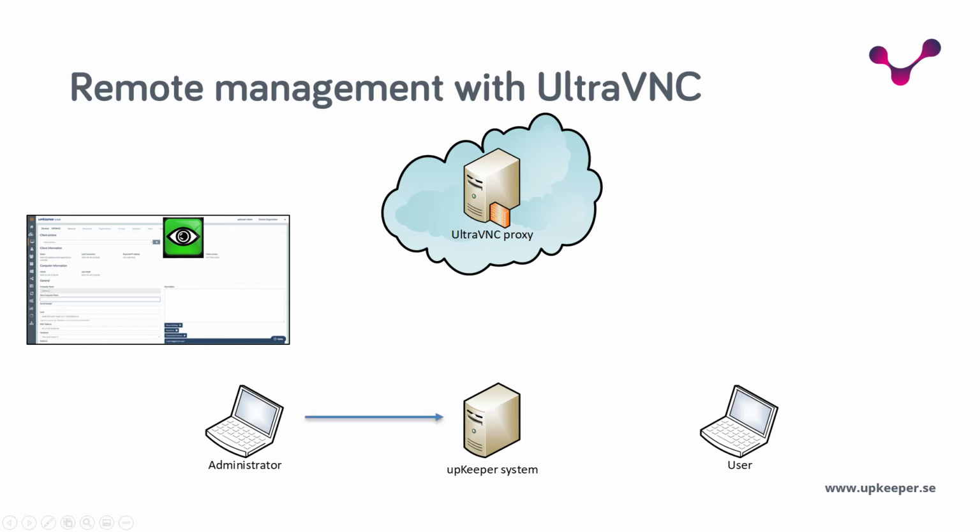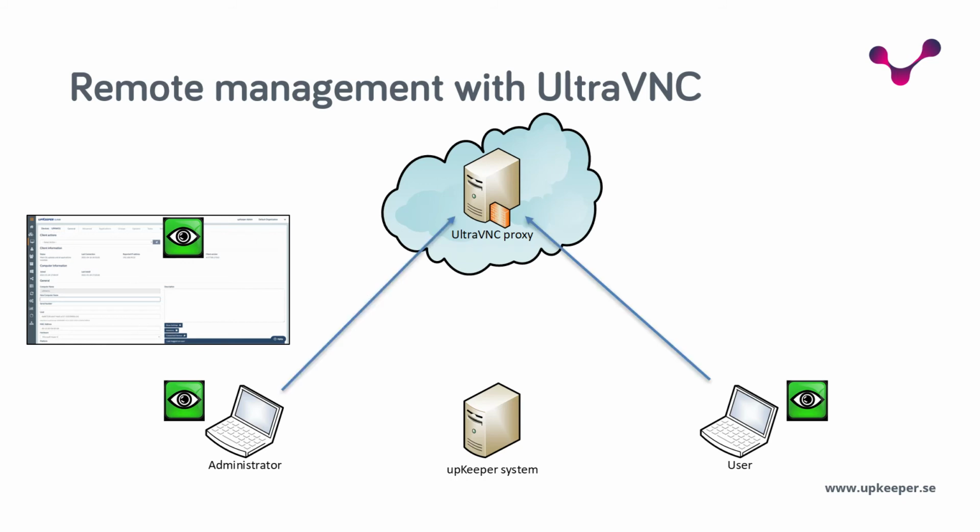And as we did earlier, as an administrator, we click on the icon, and what happens then is the administrator sends a request to the upKeeper system, and the upKeeper system tells both the user computer and the administration computer to start the application and connect to a predefined proxy. And from there on, as we saw earlier, we can share the user client's screen, which is really great. And we can do things on the computer, and we can make the user understand what we are doing, which is really great.